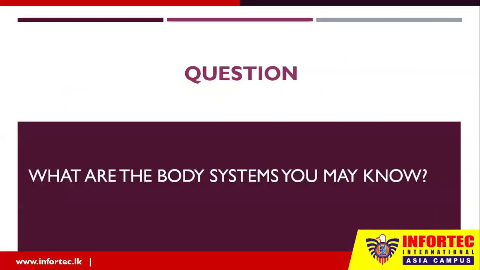So I have a question for you. Moving to the next part. What are the body systems you may know? What are the body systems you may know? So we can take our integumentary system, skeletal system, muscular system, nervous system, endocrine system, cardiovascular system, lymphatic system, respiratory system, digestive system, urinary or excretory system, reproductive system, right?